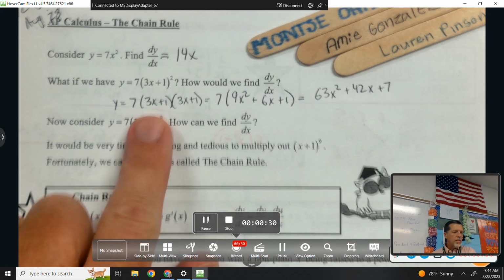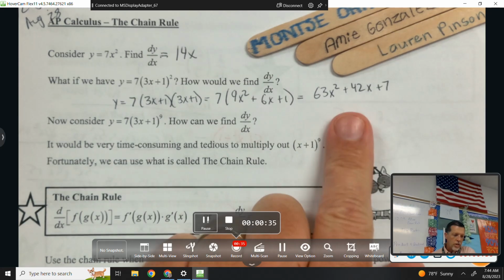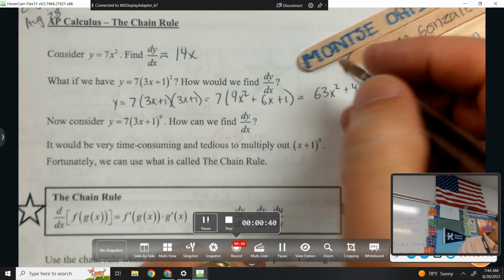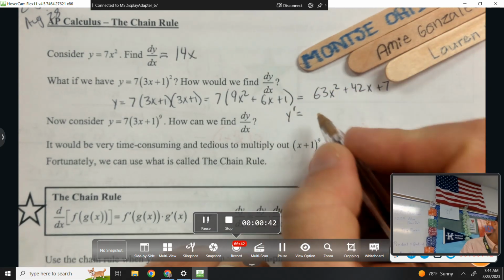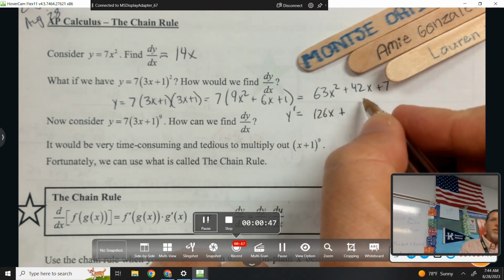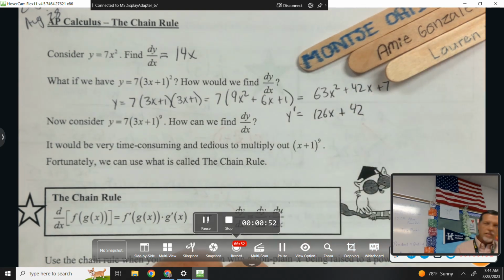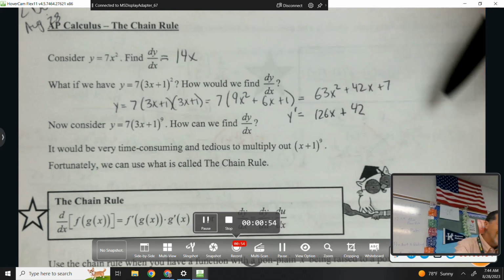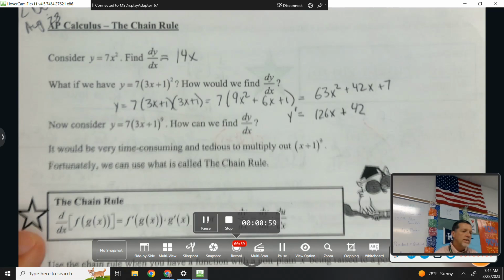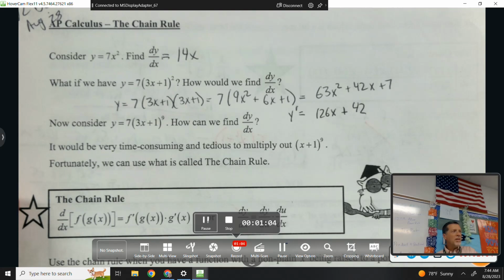So again, if we want to find the derivative of this guy, the only way we know now is to multiply it all out to turn it into a polynomial. And then, Monty, what's the derivative of that first term? 126x. Amy, the derivative of 42x? 42. And Lauren, the derivative of 7? 0. Yes. We got the easy one, but sometimes people forget and just copy down the plus 7. So that was kind of a pain, but not terrible.